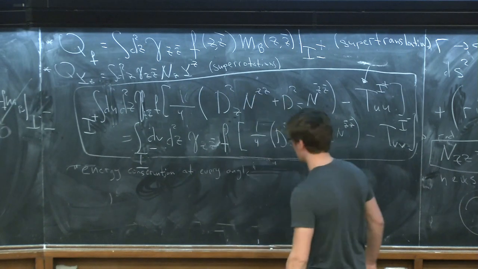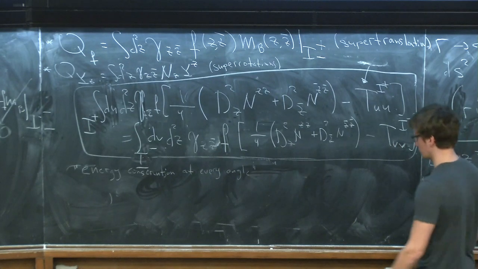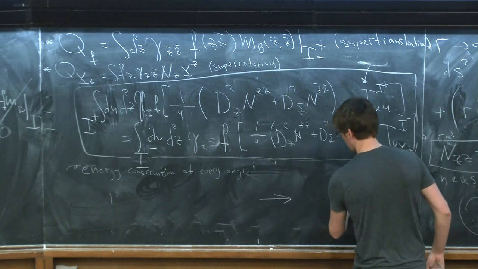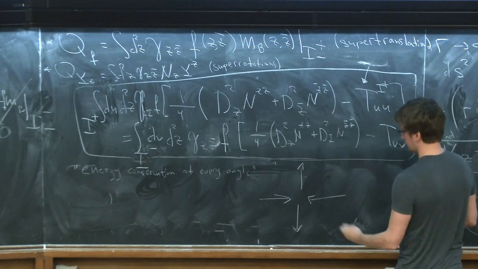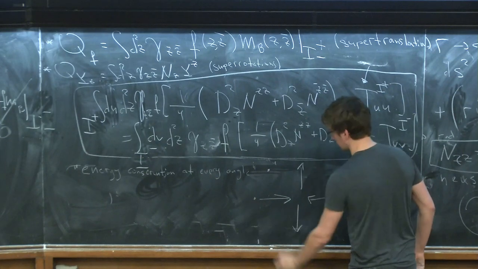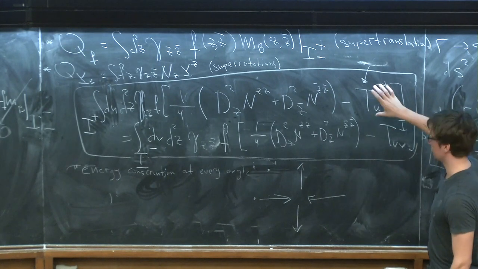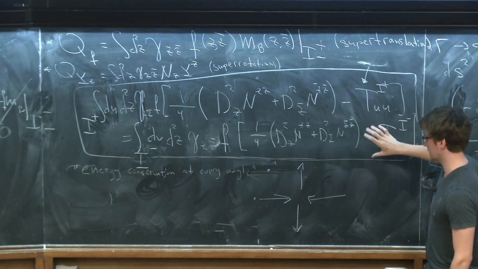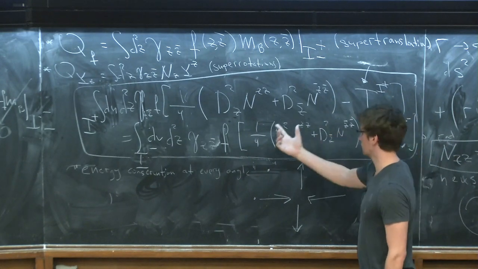This might be confusing because how can energy be conserved at every angle? You would say, consider a scattering of two particles like that, which end up being like that, and measure the energy flux somewhere here or somewhere here. Clearly, energy flux is not conserved. So this part is different at different points on the sphere.